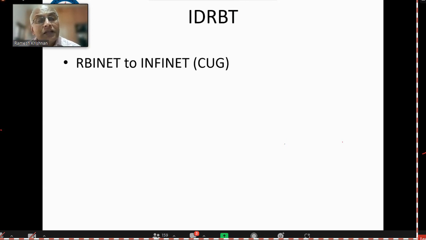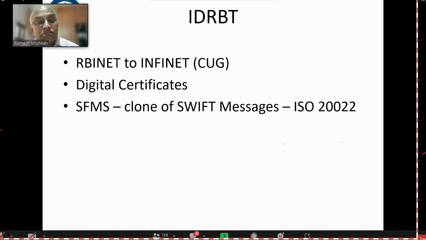Now, what the IDRBT provided, this Infinet, is a closed user group. So like your virtual private network, VPN, how you log in for work from home and all, this is again a closed user group. Through digital certificates they are now providing, and all this SFMS, that is a grammar. When you talk of 5,000 rupees debited, what does this debit mean? And whether debited means the constituent's account or your current account. All this grammar has been structured through this Structured Financial Messaging System.